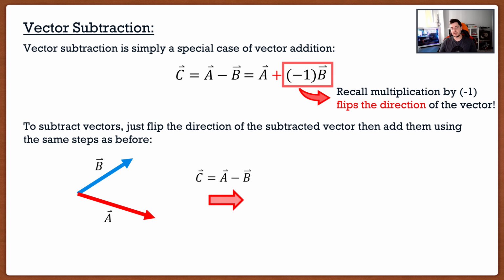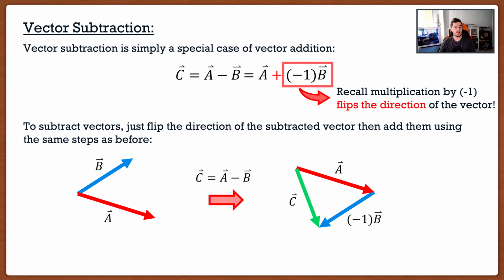So I would place A down, something like this, and if I were to add them together, normally I would place vector B like that, but since I'm subtracting them, what I would do is I would actually flip vector B the other way, and then I can create my resultant vector C.